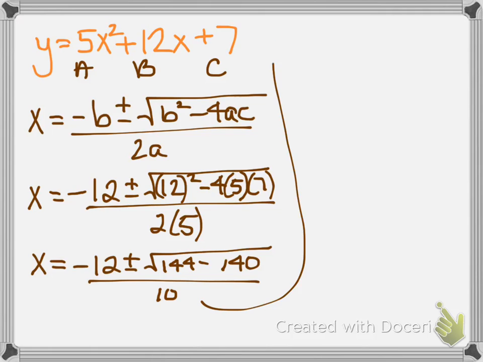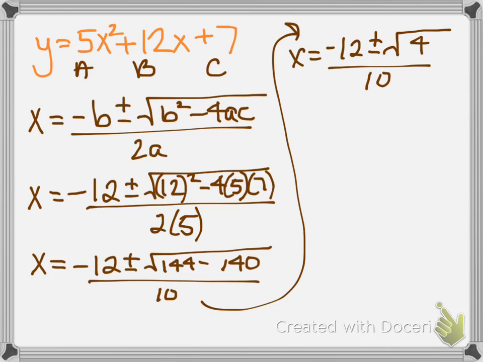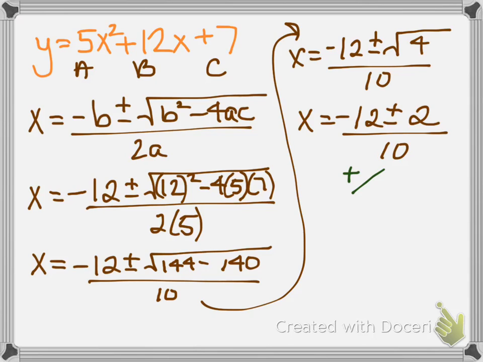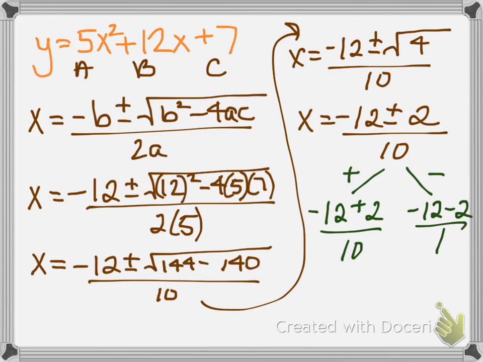Okay, I'm going to bring this up here. So x equals negative 12 plus or minus the square root of 144 minus 140, which is just 4, a nice perfect square, divided by 10. So x equals negative 12 plus or minus 2, divided by 10. And now I can split. So I'll have my plus and my minus. Negative 12 plus 2 divided by 10, or negative 12 minus 2 divided by 10.